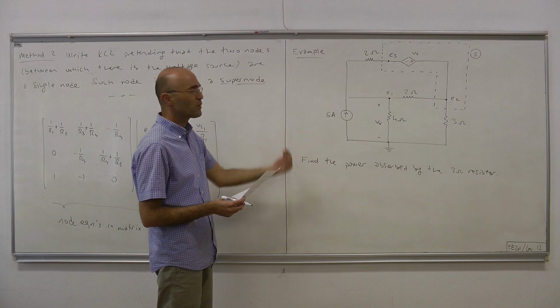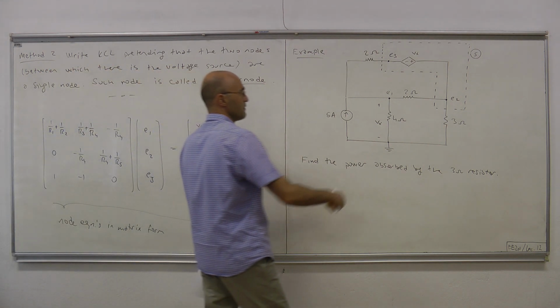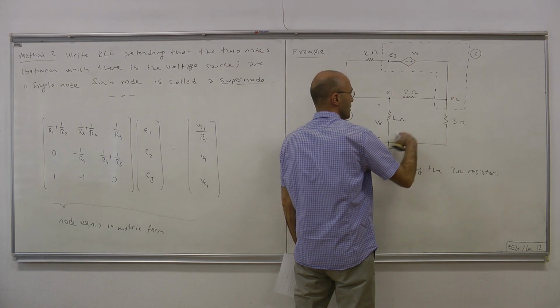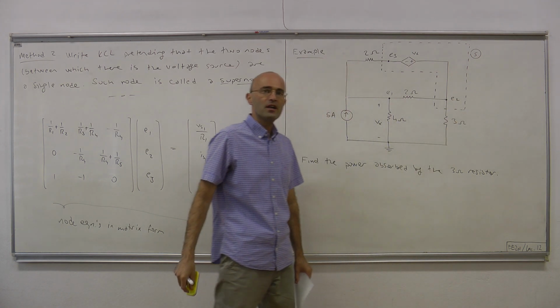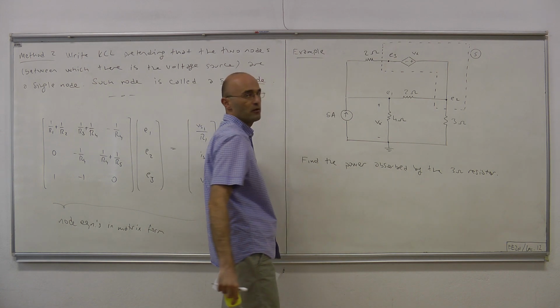And then, once we have the equations, we may try to figure out E2, and once we have E2, this voltage, plus minus E2 squared over 3 will give us what we ask, the power of the 3 ohm resistor.